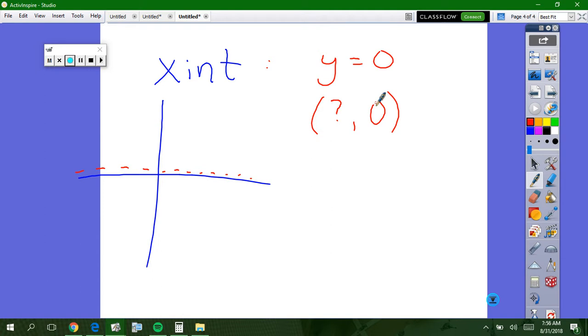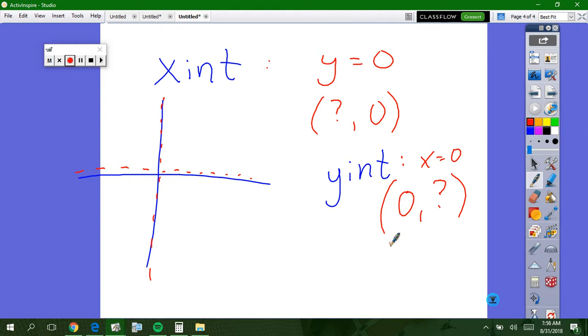Okay, what do we always know about a y-intercept? On a y-intercept, that's once again anytime we cross this axis, and that's always when x is 0, huh? So that's 0, comma, something, right?